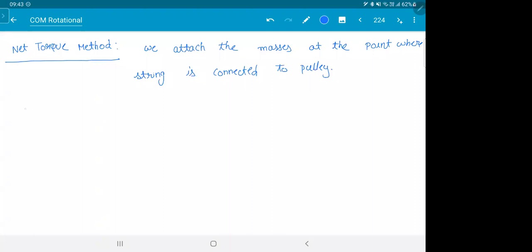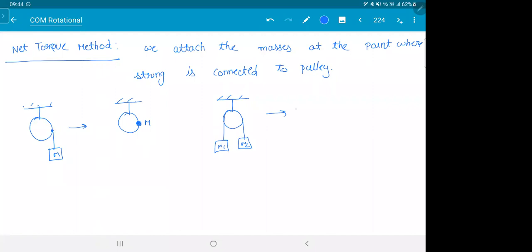Meaning, how? For example, in our problem right now, this is the block M. This is what we will do. We will attach this. This is the point where the pulley is connected. So take the block and put it like a particle, stick it there. Suppose it was like this, M1, M2. What we will do is stick it here, M1, M2. Meaning as if someone welded those points there.